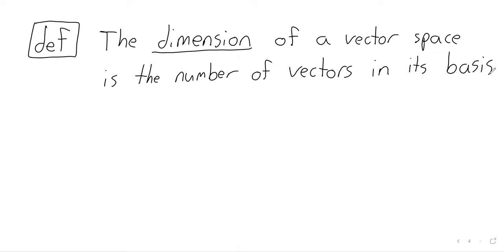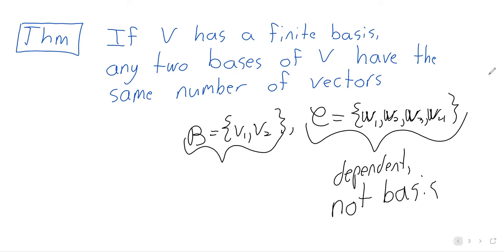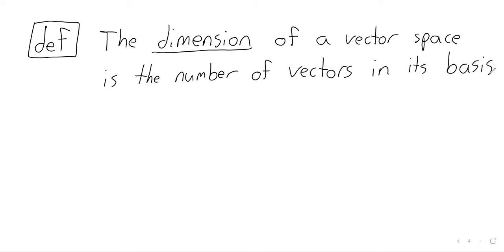I mean, the way I framed that phrase, that definition is a little informal. I say the number of vectors in its basis, but a vector space doesn't have just one basis. A vector space is going to have an infinite number of bases. But this theorem says, well, they all have the same number of vectors in them, though. You can't have one basis with three vectors and one basis with five vectors. So this is a fairly major definition.